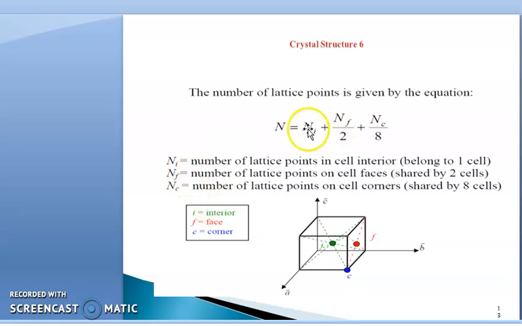Where ni is the number of lattice points in the shell interior, nf is the number of lattice points on the shell faces, shared by two shells, and nc is the number of lattice points on the shell corners, shared by 8 shells. So in this way, by using this relation, one can easily obtain the number of lattice points.